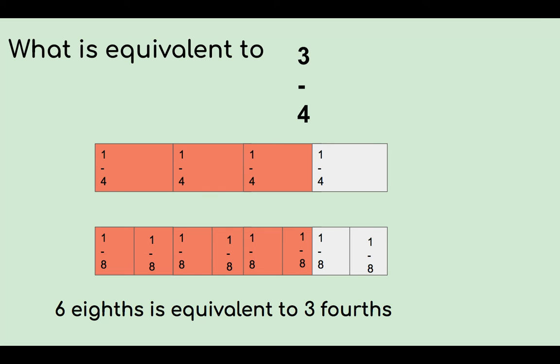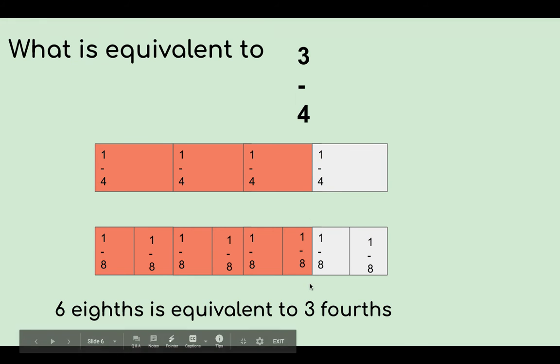What is equivalent to 3/4? Here are my fourths. I have 1/4, 2/4, 3/4. If I stop at 3/4, it matches my fraction. Now, I want to know how many eighths are equivalent to 3/4. 1/8, 2/8, 3/8, 4/8, 5/8, and 6/8. I know these are equivalent because they stop at the same place. They have this equal shaded region. 6/8 is equivalent to 3/4.